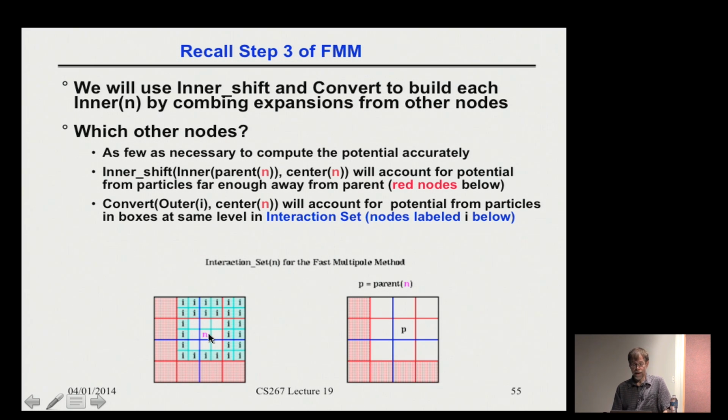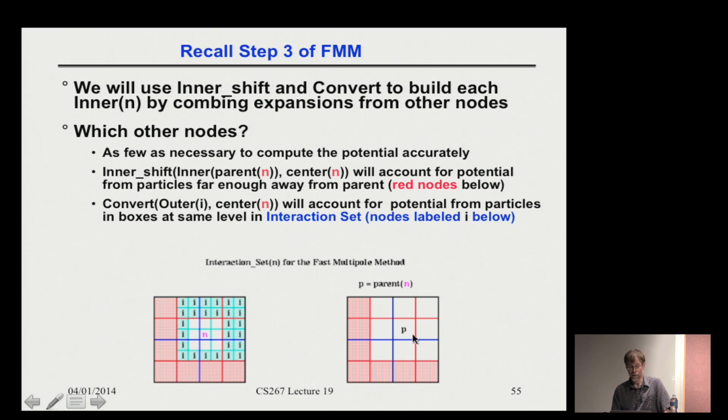And so I need to do interactions with everybody who's not my immediate neighbor, so everybody who's not one of these white squares. So how am I going to do that? Well, I can go to my parent, who's exactly 4 times larger, there's the parent, and say, what can my parent tell me? Well, my parent has an inner expansion.